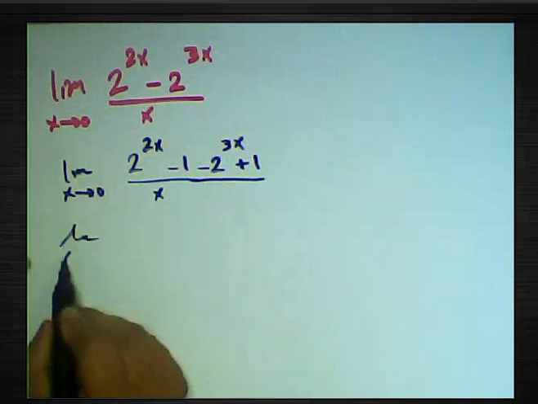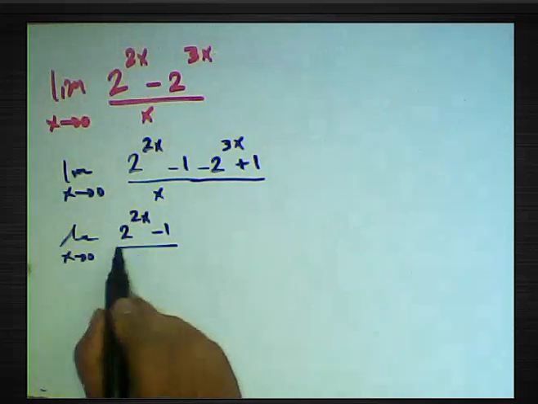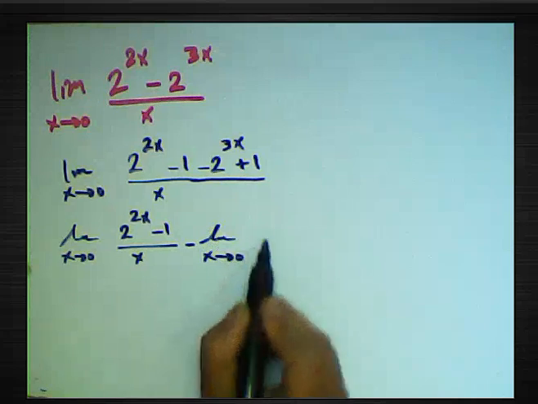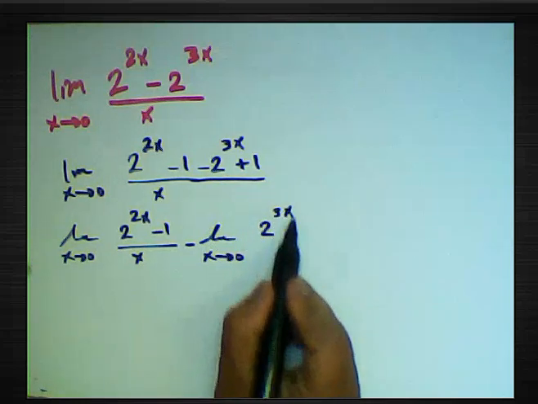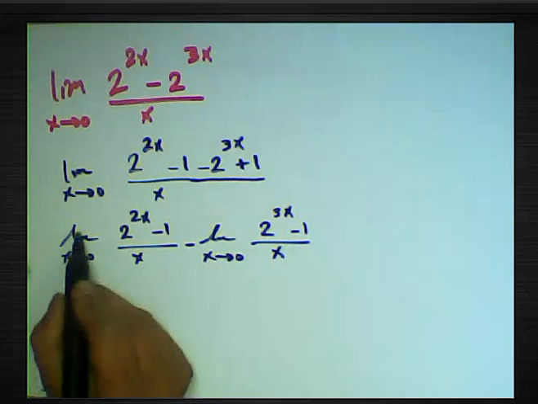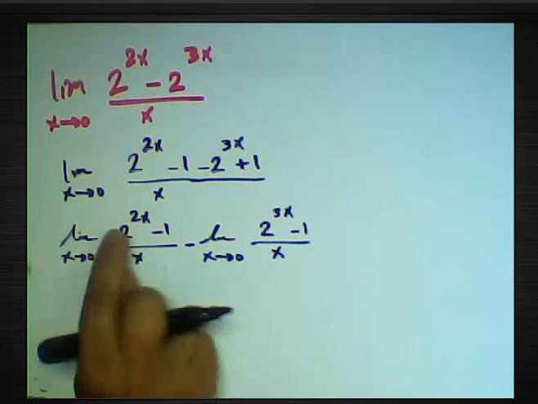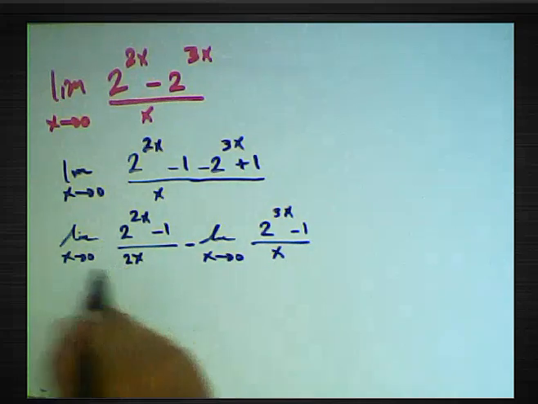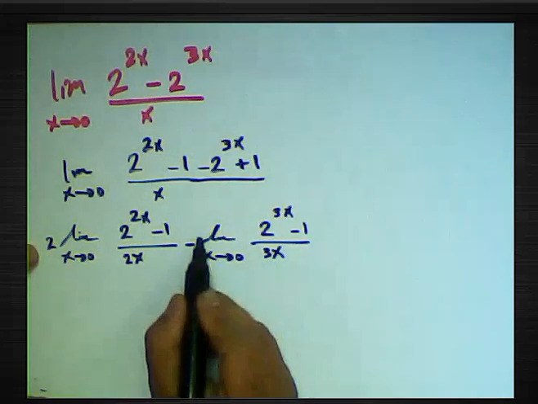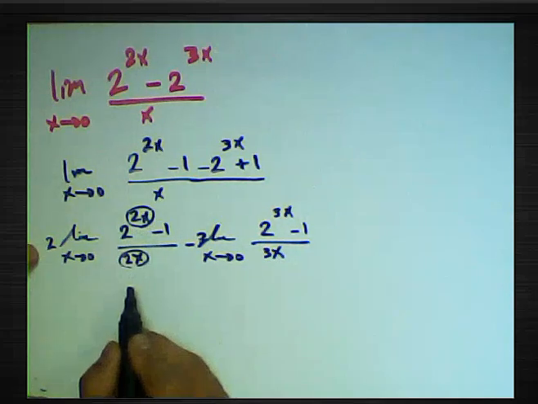I will write the limit as x approaches 0 of 2 power 2x minus 1 over x, subtract the limit as x approaches 0 of 2 power 3x minus 1 over x. The result here equals what? We have the limit as x to 0 and we can convert it, multiplication by 2 here and 2 here, and multiplication by 3 here and 3 here. So we have the theorem here. It will be what here?